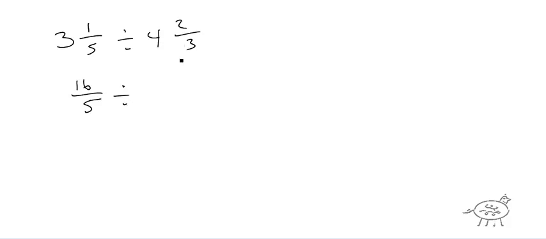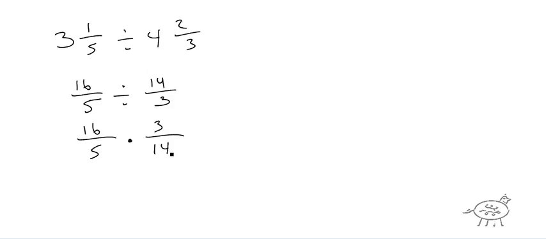Okay, so let's try one more here. 3 and 1/5 divided by 4 and 2/3. Okay, so let's turn into improper fractions. And 3 times 5 is 15, plus 1 is 16 over 5. Divided by 4 times 3 is 12, plus 2 is 14 over 3. Okay, so you have 16 over 5, and we're going to change that to multiplication, and you get 3 over 14.